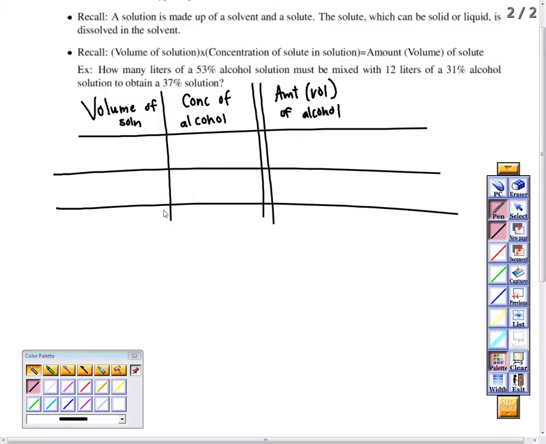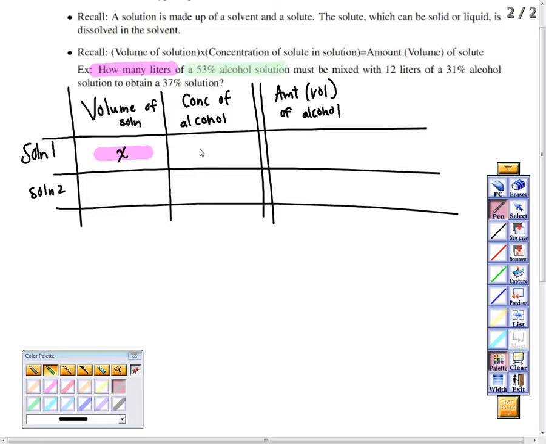We're going to look at solution 1 and solution 2. We want the volume and concentration of each of these. What is the volume of solution 1? How many liters of a 53% alcohol solution? It's going to go right here. We don't know how many liters, so we're going to call that X. The 53% alcohol solution is my concentration, and we change that percentage to a decimal. That's how we change the English into math. 53% becomes 0.53. Then we take volume times concentration, which gives the amount of alcohol, so we multiply across. This is 0.53x.